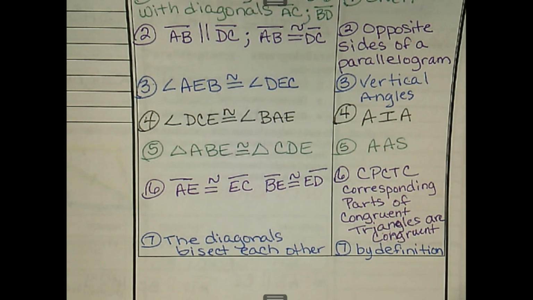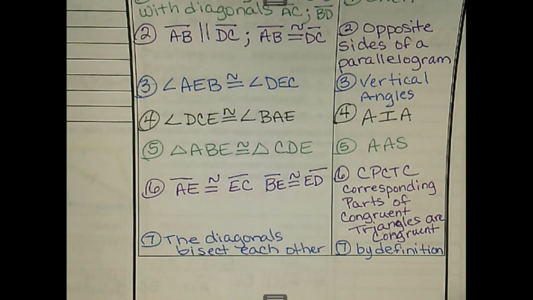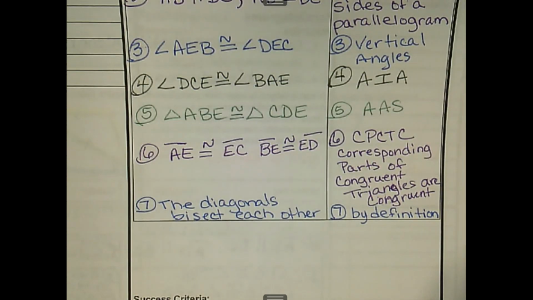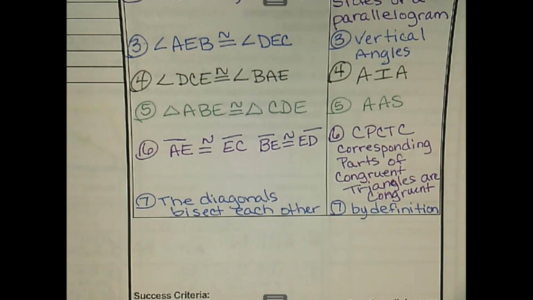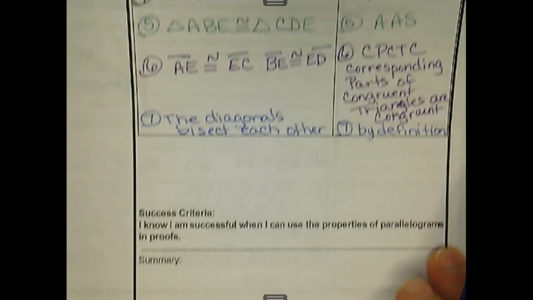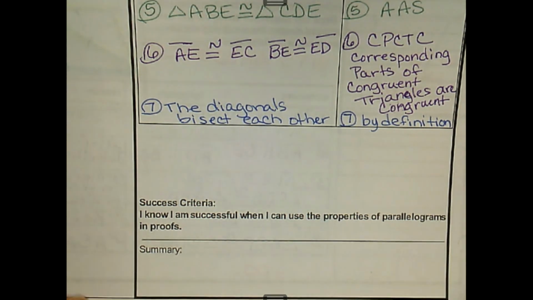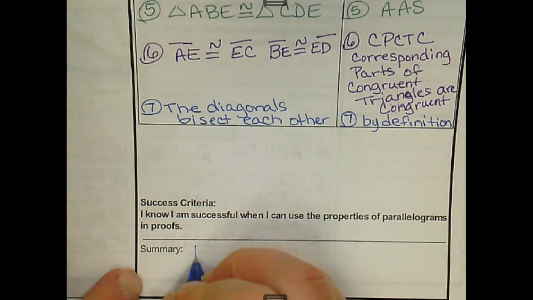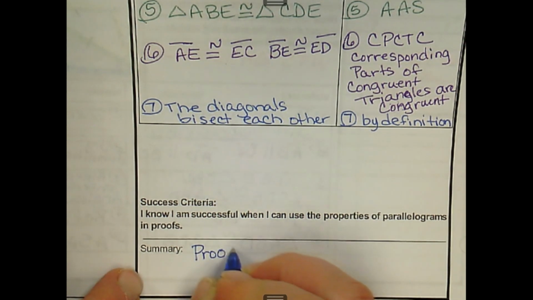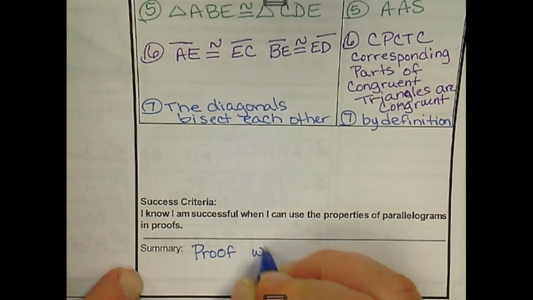So there are different ways to do your proofs, but you've got to use definitions and what we know about our parallelograms to prove things. I know I'm successful when I can use the properties of parallelograms in proofs. So these are proofs with parallelograms.